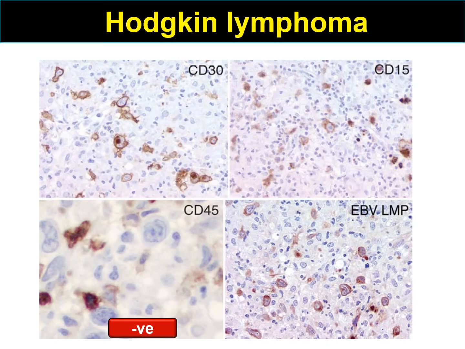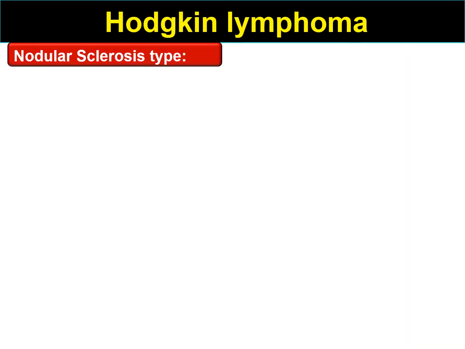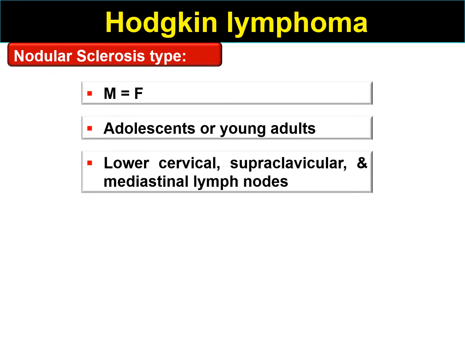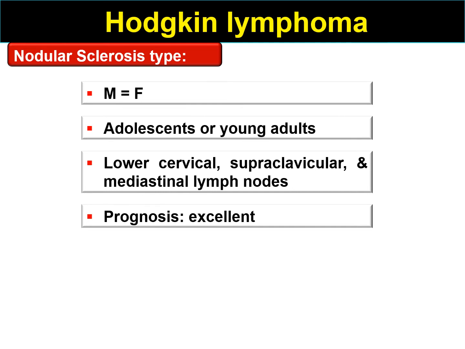So the classical variety is associated with positivity of CD30, CD15, or EBV latent membrane protein, while CD45 is negative in the classical variety of Hodgkin lymphoma. The nodular sclerosis type is about equally common in both males and females, and it usually affects adolescents or younger adults. The lower cervical, supraclavicular, and mediastinal lymph nodes are the groups affected most, and the prognosis of this entity is excellent.